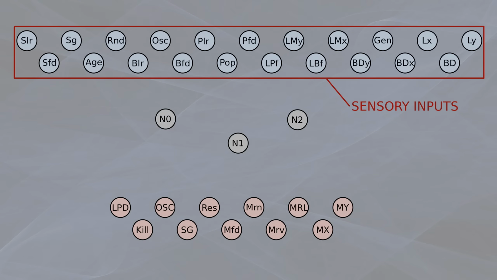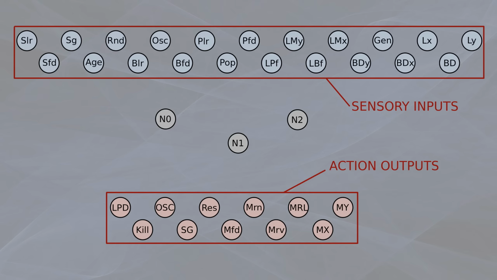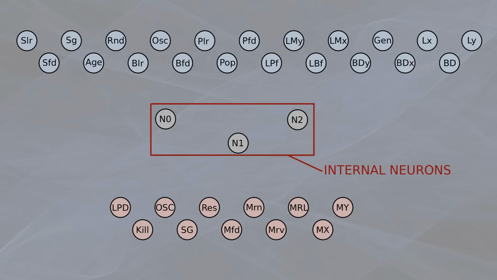Every one of our creatures is born with a certain number of input sensory neurons already installed and a bunch of output action neurons already installed. These red ones here, or the pink ones, are their action output neurons, and these blue ones on top are their sensory input neurons. Every creature also has one or more internal neurons that they can use if they want, and those are the gray ones here in the middle.